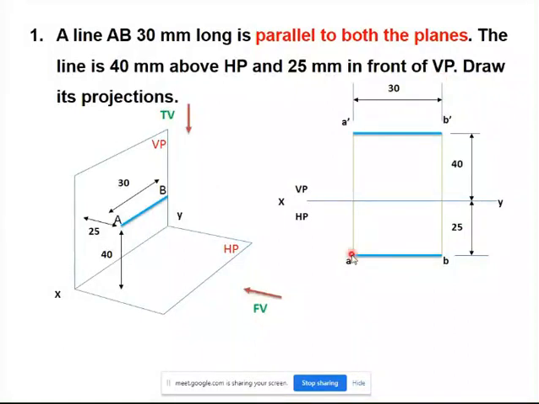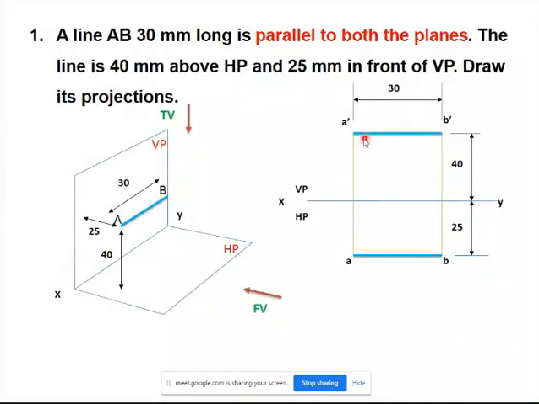Then you can continue with our required dimension. The length of this line is 30 mm. So you can create a 30 mm horizontal line, and here also you can create a 30 mm horizontal line. In this condition, that is parallel to both the planes, we are able to see the front view and top view with the true length. This is the only condition in which we can see the front view and top view with its true length.